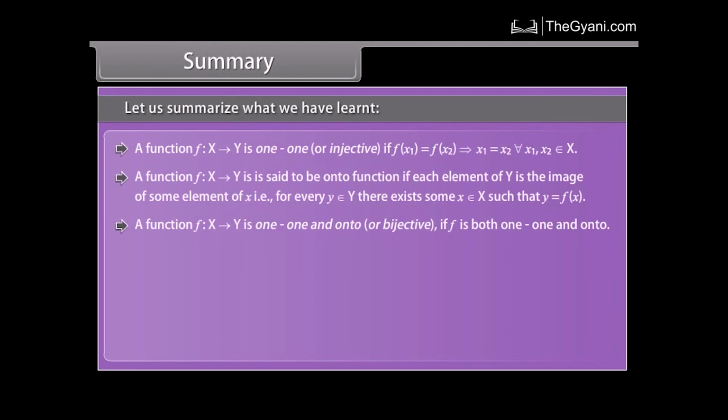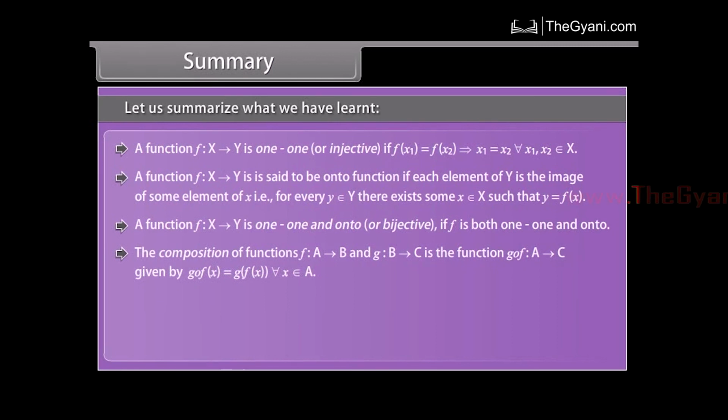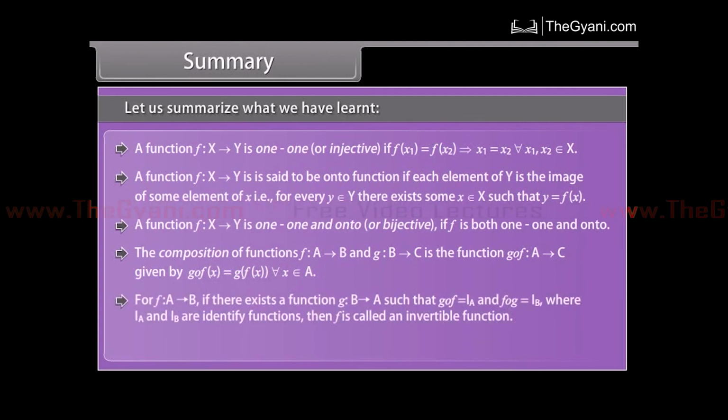The composition of functions f from A to B and g from B to C is the function g o f from A to C given by (g o f)(x) is equal to g(f(x)) for each x belongs to A. For function f from A to B, if there exists a function g from B to A such that g o f is equal to I_A and f o g is equal to I_B, where I_A and I_B are identity functions, then f is called an invertible function.